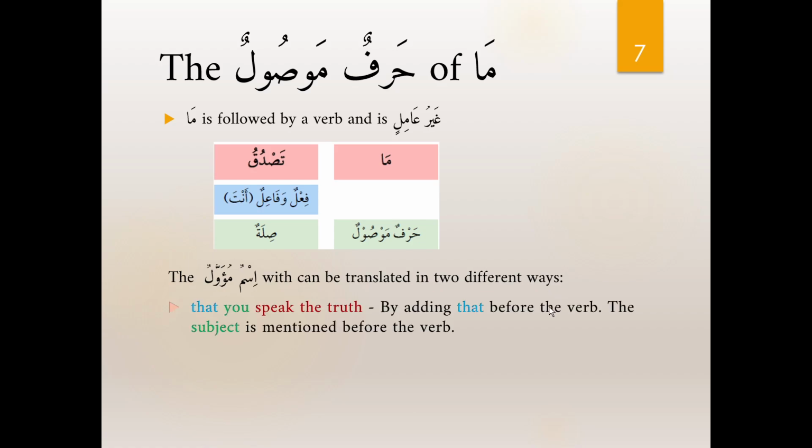So here you can say that you speak the truth. Tasduq is you speak, not ta. You know that this is of course anta. That you speak the truth. By adding that before the verb, ma here has that kind of meaning. And the subject, which is you, is mentioned before the verb. That you speak the truth. This is one option.